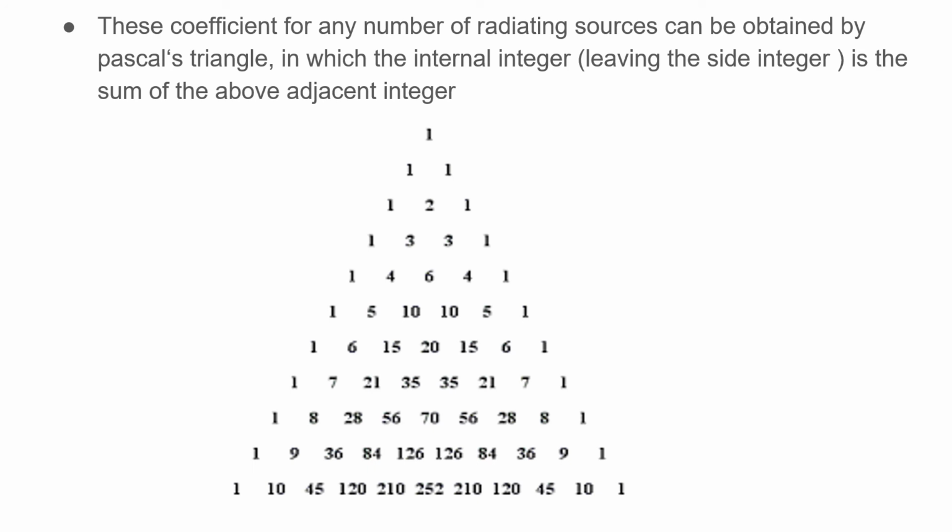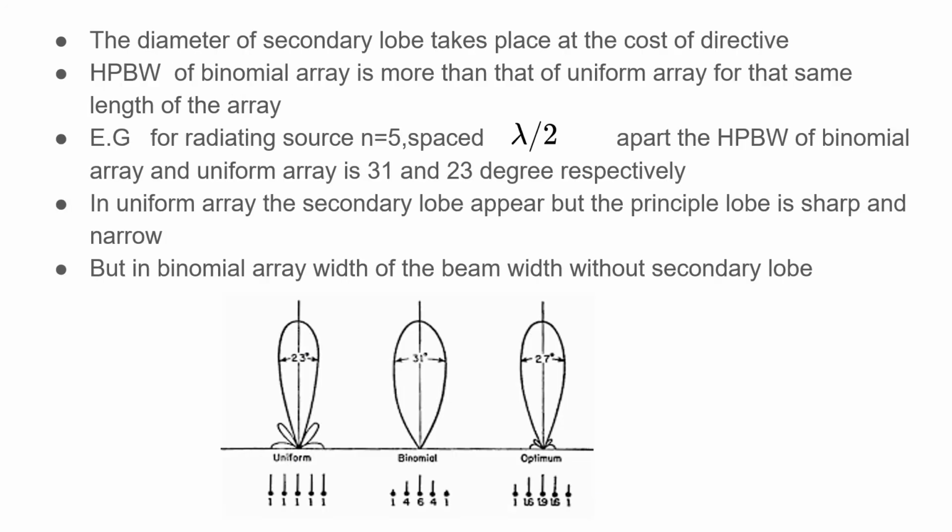So like this we can easily remember the magnitudes of each and every element of a binomial array by following this Pascal's triangle. The elimination of the secondary lobe takes place at the cost of directivity. Here you can see the diagrammatic representation of the uniform array and binomial array. The optimum value is 27, where the half power beamwidth is 27 degrees. For a binomial array it is 31 degrees, and for a uniform array, that is for the end fire and the broadside array, the half power beamwidth is 23 degrees.